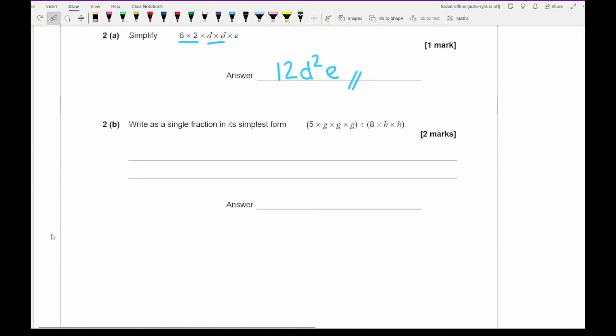Then for B, it says write as a single fraction in its simplest form. So we need to write this as our numerator. So that's going to be 5g cubed. Then divide means we can draw our line. And then we've got 8h squared. Now from this, nothing really cancels out. So it's just going to be 5g cubed over 8h squared.